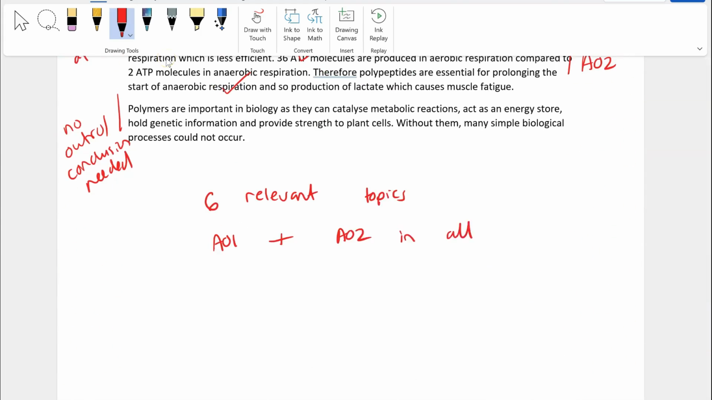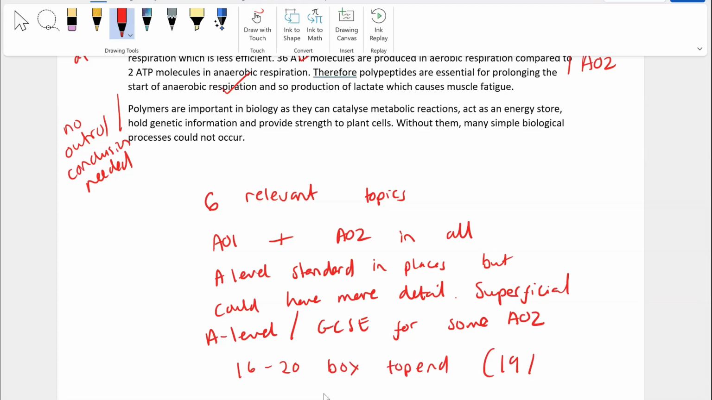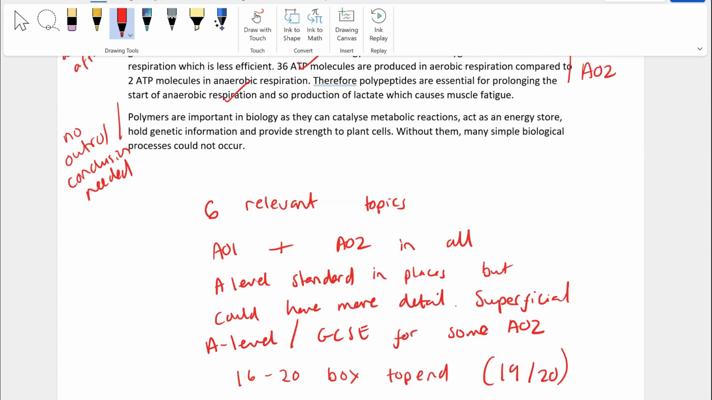So overall, there were six relevant topics. They did have AO1, so the facts, and then the importance of, the AO2, in all of them. It was A-level standard in places, but it could have been more detailed, so that is why I gave it 16 to 20, but towards the top end, 19 to 20 marks.